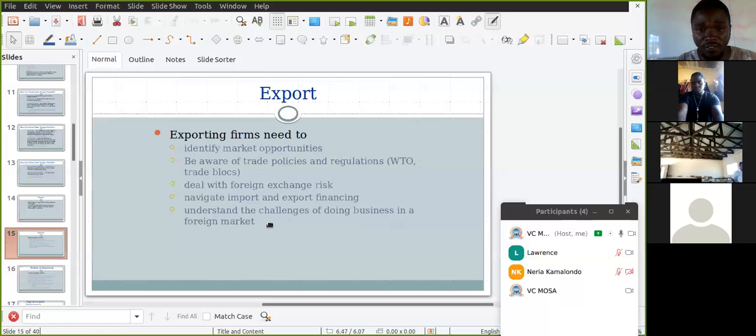Navigate import and export financing, understand the challenges of doing business in a foreign market. You need to understand how the environment in that foreign market is. Some products that you can trade in your domestic economy, in other economies, they might not be welcomed because of the different cultural differences that we have as individuals. What people practice in the eastern part of Zambia and what people practice in the southern part of Zambia is different at the end of the day because of differences in culture.